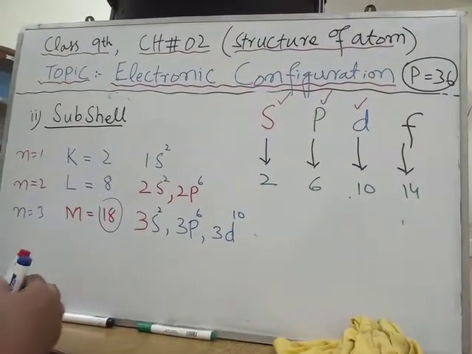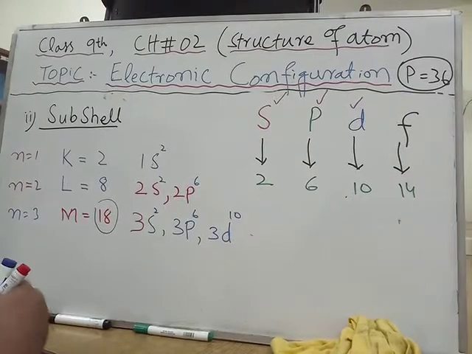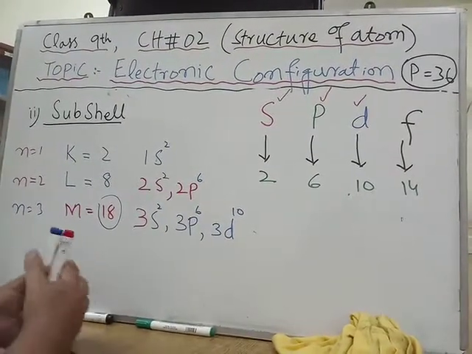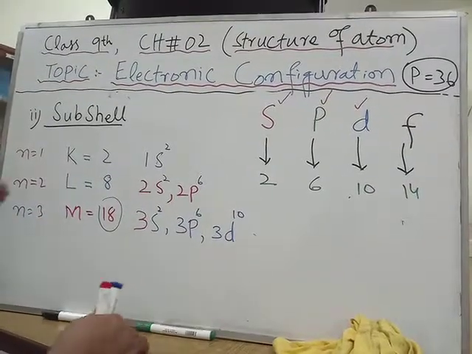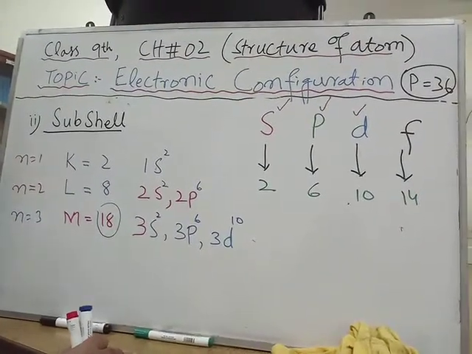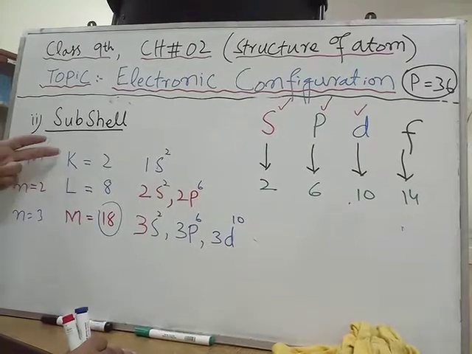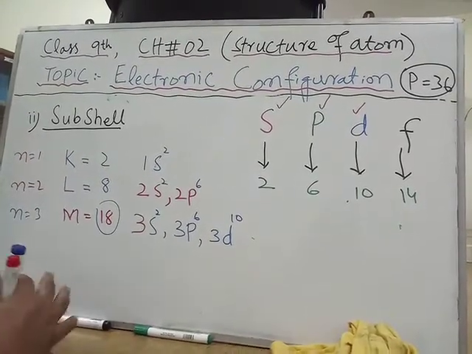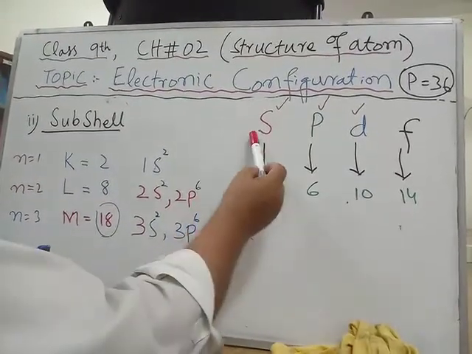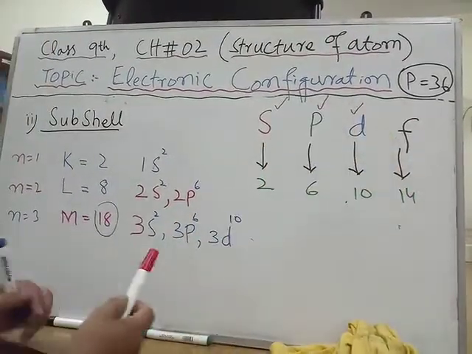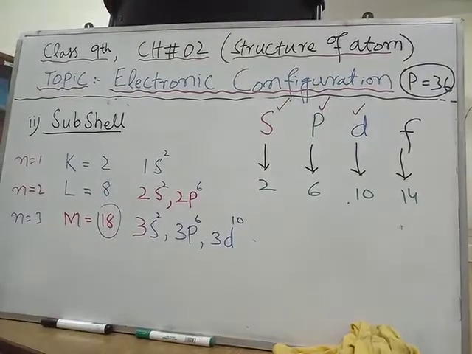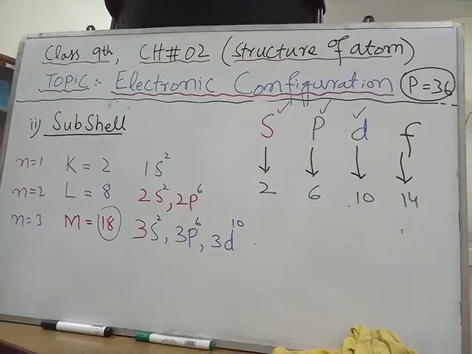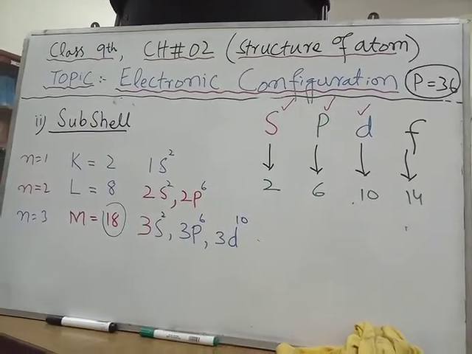Similarly, you can also write the types of these. For example, shells are represented by n is equal to 1, or they are represented by K, L, M symbols, and subshells are represented by S, P, D and F. So write at least 5 points for the difference between shell and subshell, and this question is very important from the examination point of view.